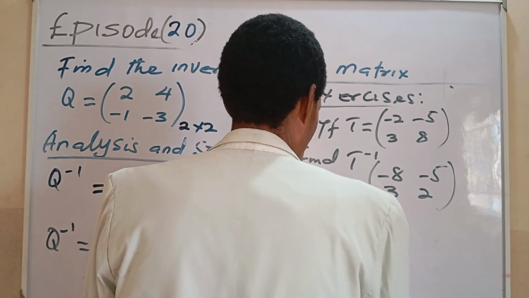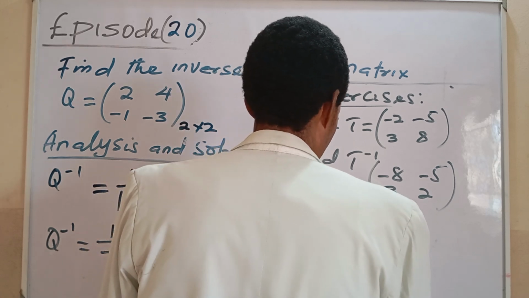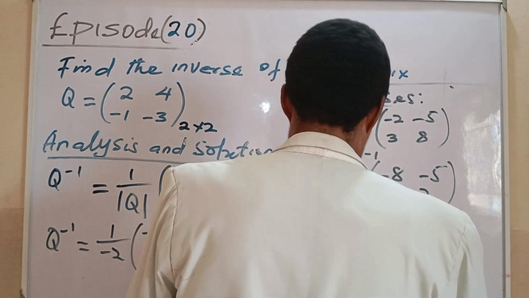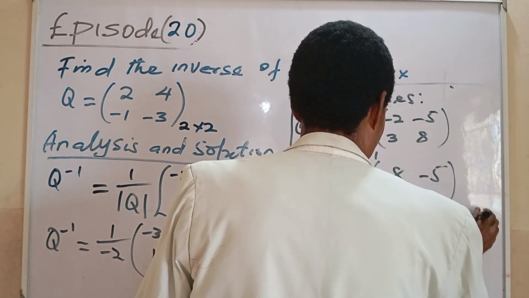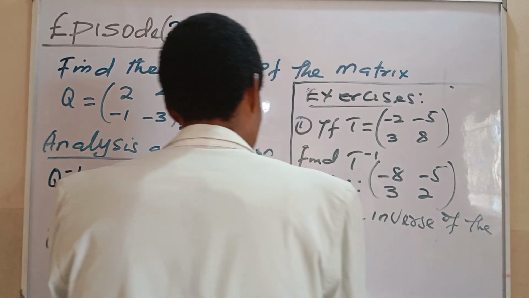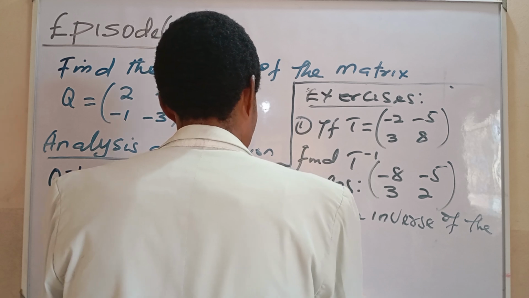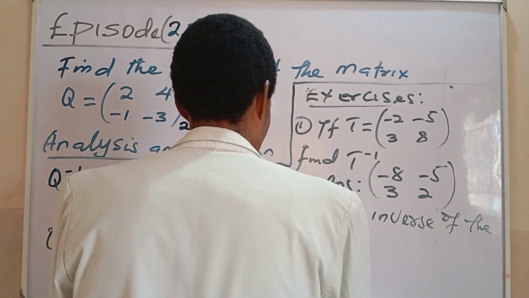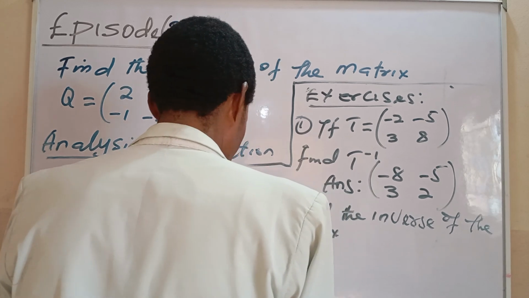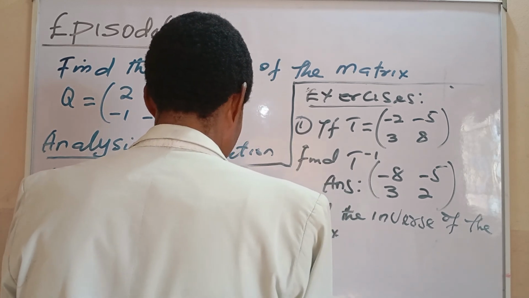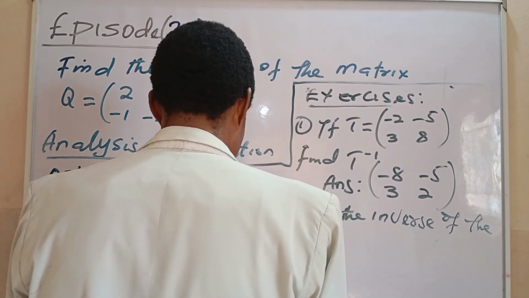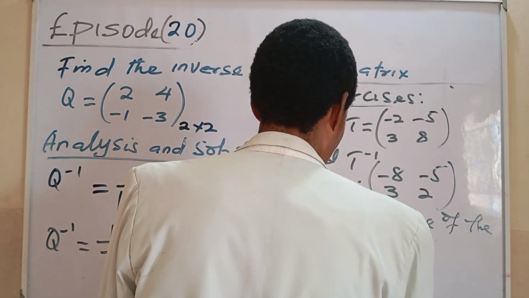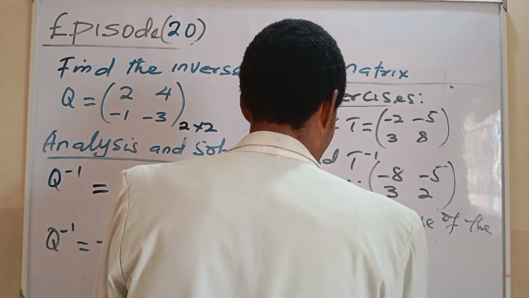Find the inverse of the matrix. And the inverse of the matrix, 1, 3, 1, 5.